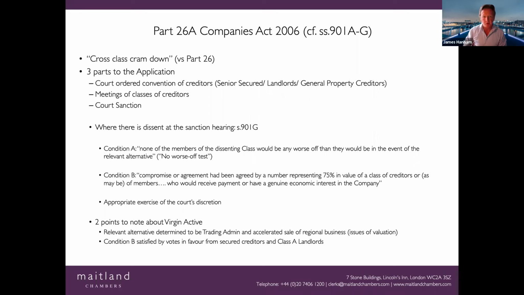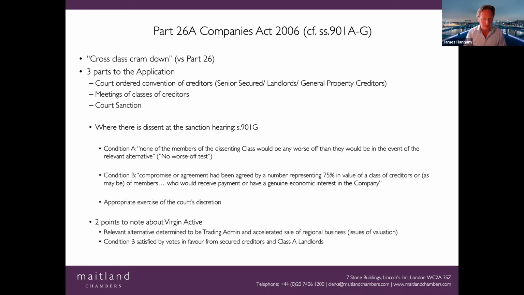The first is the court-ordered convening of the creditors. And in the Virgin Active case, that was the senior secured lenders, the landlords, and the general property creditors. There's then a meeting of the classes of creditors having been convened. And then there's a further hearing at which the court sanctions or not the restructuring plan. Where there's dissent at the sanction hearing, the third hearing, section 901G deals with that.